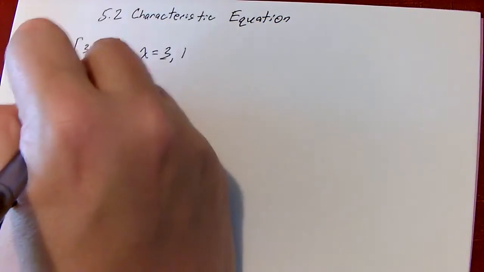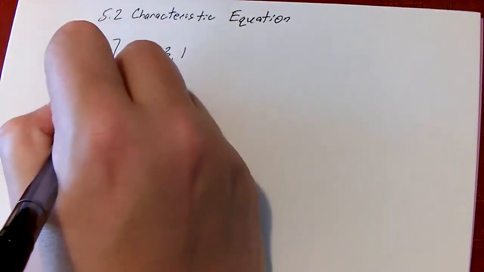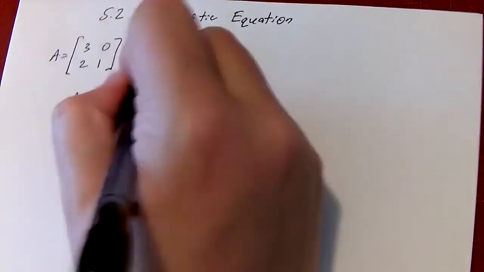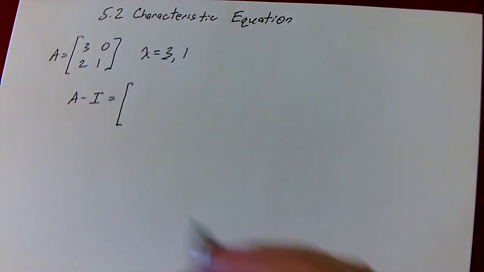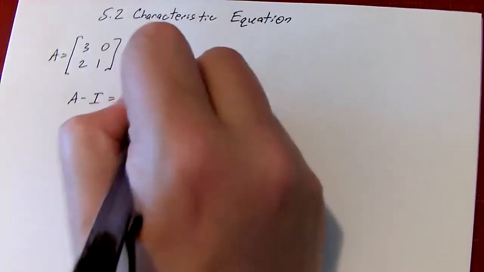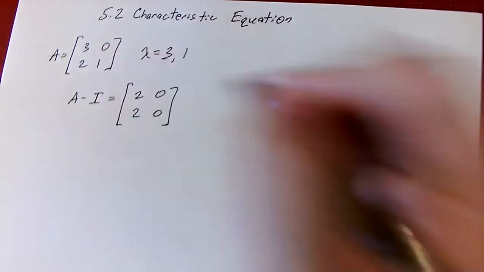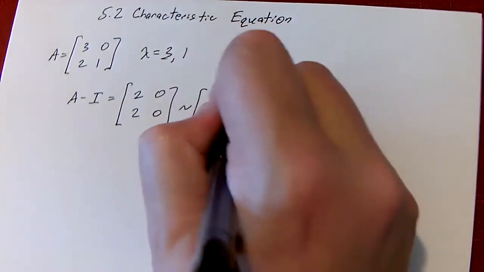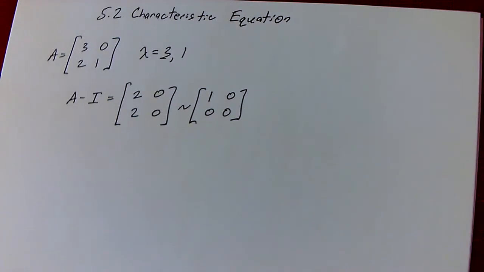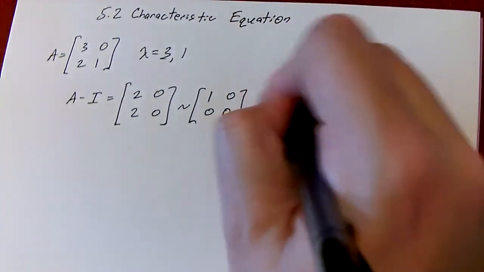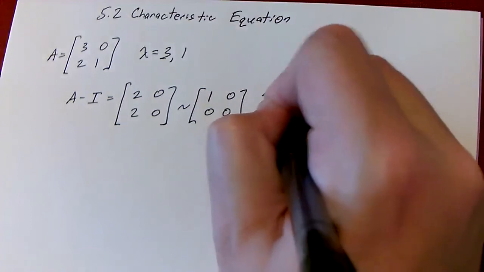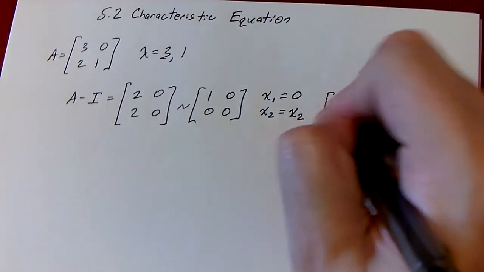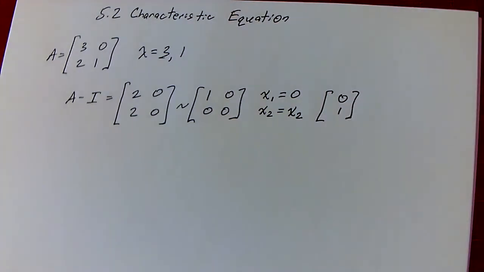Now I want to find out the corresponding eigenvectors. So I'm going to do A minus I. Remember, it's A minus 1 times I, the identity. Okay, so I subtract 1 from the entries on the diagonal, so I get 2, 0, and 2, 0 for my two rows, okay, which will quickly row reduce to 1, 0, 0, 0. Okay, which means then that I have a solution set where x1 is equal to 0 and x2 is a free variable. So the corresponding vector would be 0, 1.